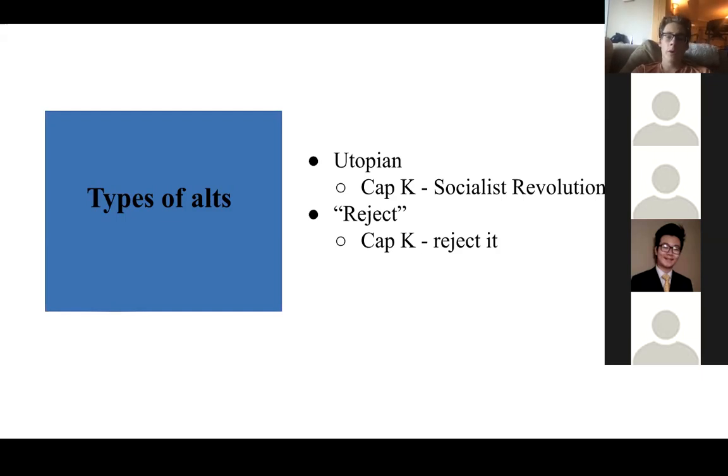So to model what the reject alt looks like, this is the more common version. The reject version is just a basic delineation between what the two teams stand for, and it isolates an attribute that is unique to the team that you're debating against, and it then gives a reason to reject that team for it. And it gives a reason for why that is good for debate, good for discourse, whatever it might be.